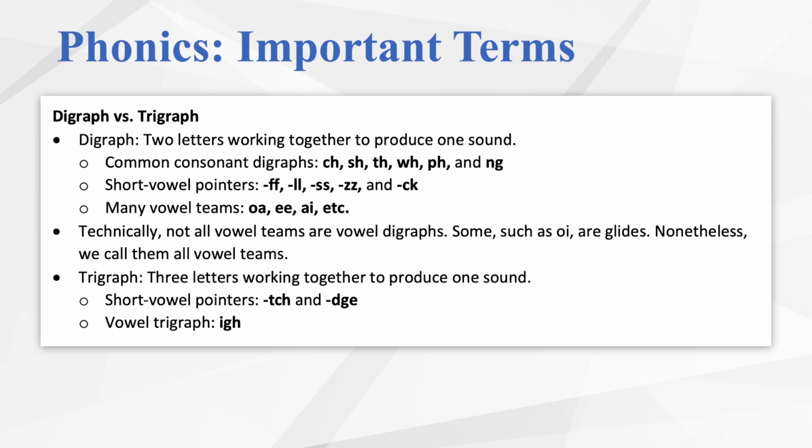A trigraph is 3 letters. So 3 letters working together to make one sound. A couple of short vowel pointer examples. TCH, the sound is /ch/. DGE, the sound is /j/. But again, all 3 of those letters are working together to make one sound. So, digraph, 2 letters, trigraph, 3 letters. Also, a vowel trigraph, IGH, is letters working together to make the sound /i/.